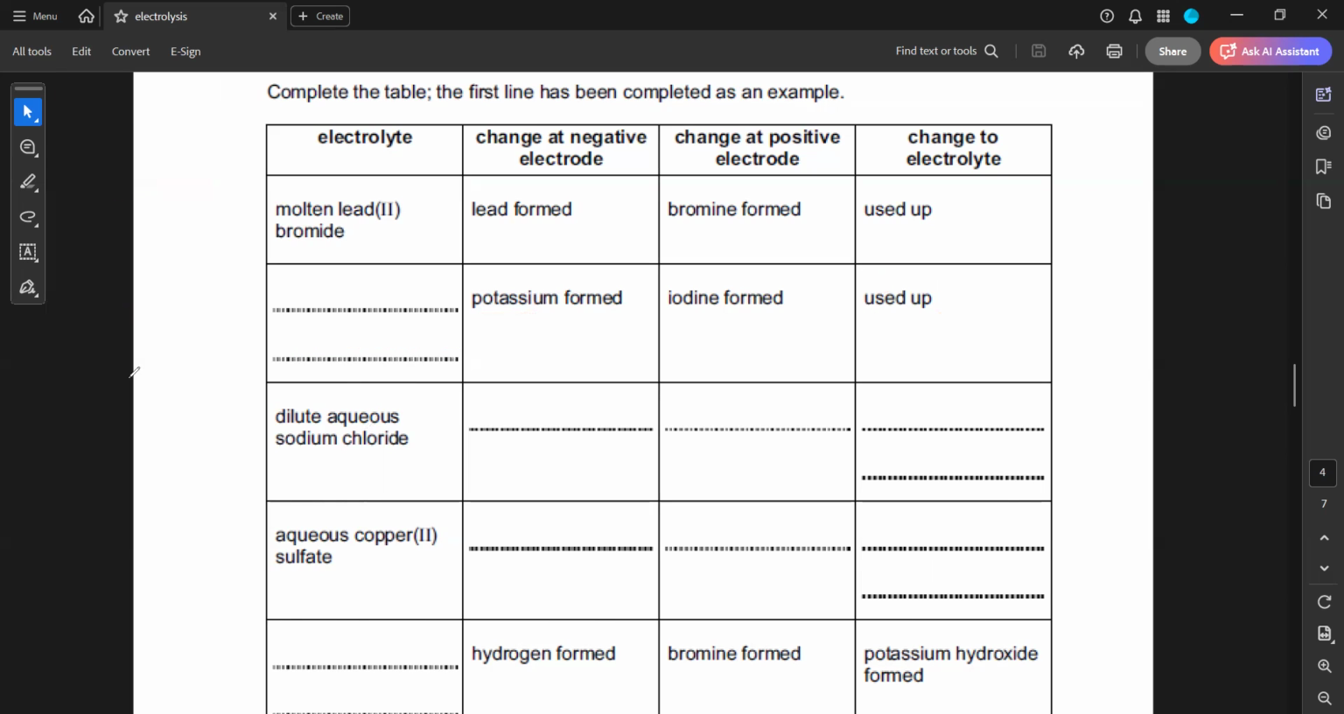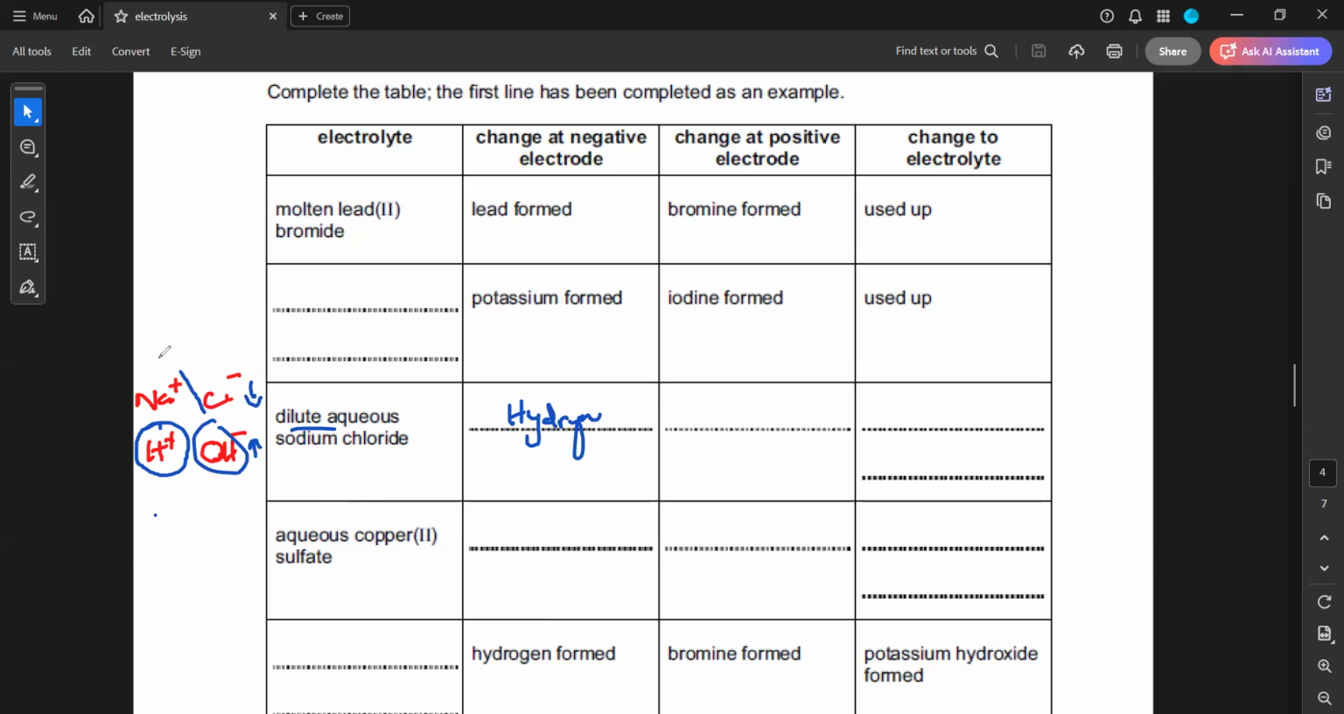The next is dilute aqueous sodium chloride. First, identify the ions present: sodium ion, chloride ion, hydrogen ion, and hydroxide ion. Which positive ion will move? The less reactive one, hydrogen, so hydrogen moves toward the negative electrode, the cathode. The product will be hydrogen. Dilute means it contains more water, so less chloride and more hydroxide.